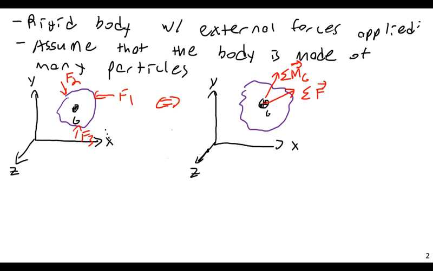Okay? And so to find F, we could just go and add up the vector sum of all the forces, and that would be equal to the sum of F there. And then to find the M, I could just find the torque or the moment produced by each of these forces about the center of gravity, and then sum up the vectors, and that would produce my overall moment about the center of gravity.